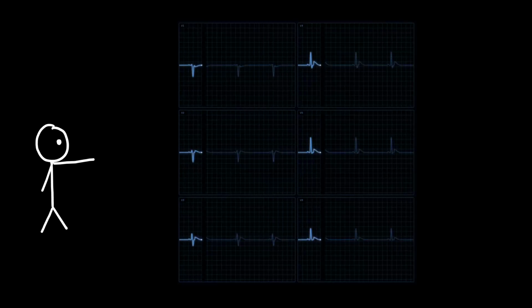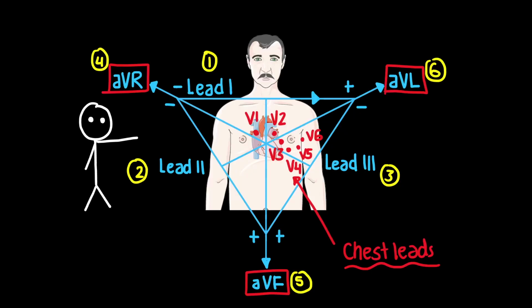But knowing that the windows exist isn't enough. You need to know which window looks at which part of the heart, which leads watch the inferior wall, which watch the lateral wall, which leads watch the anterior wall, and that's what we have in the next lecture, the lead groupings.